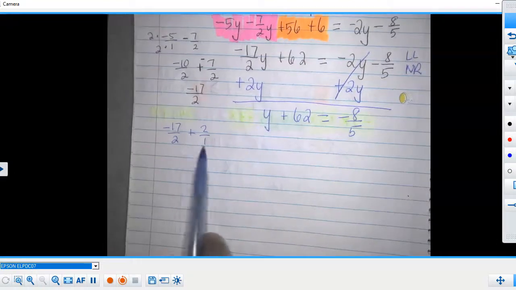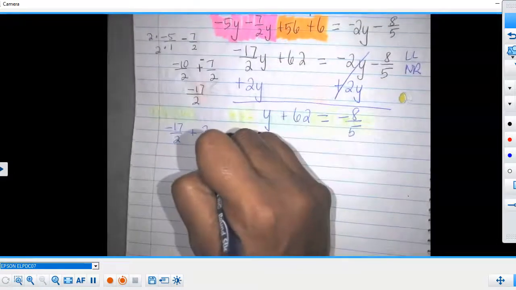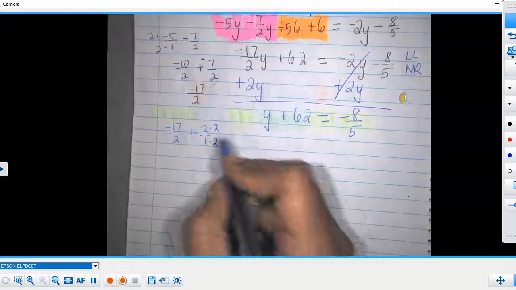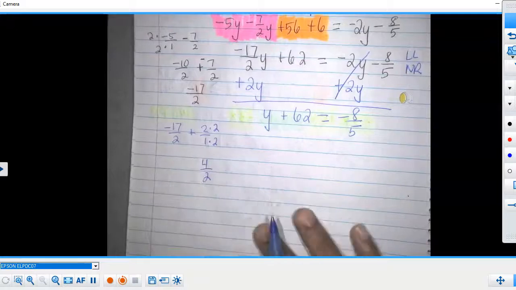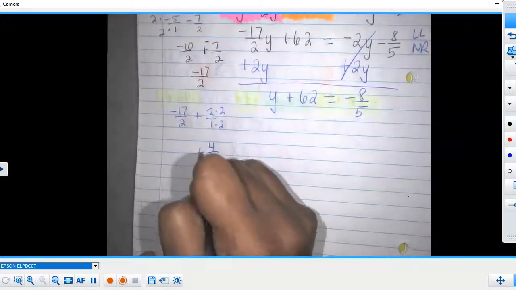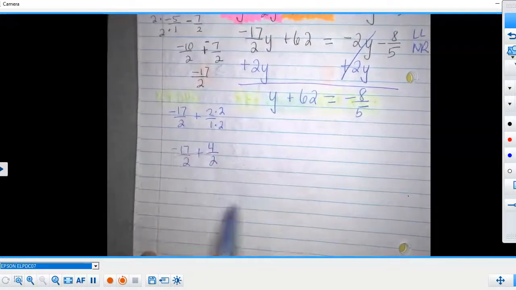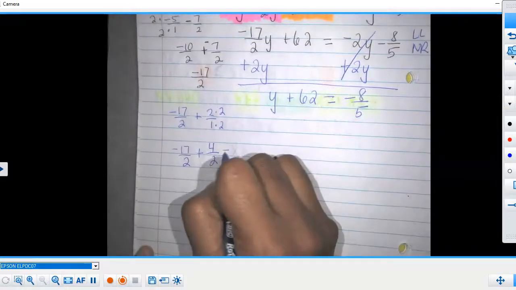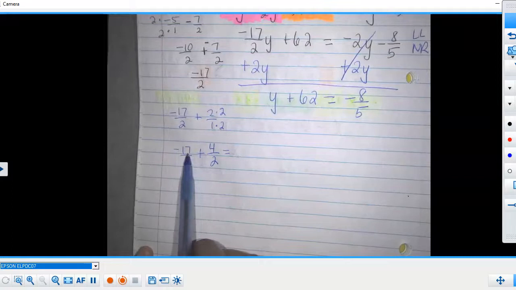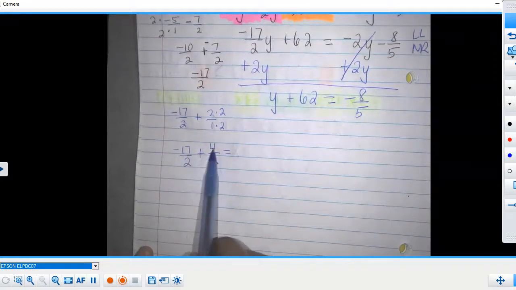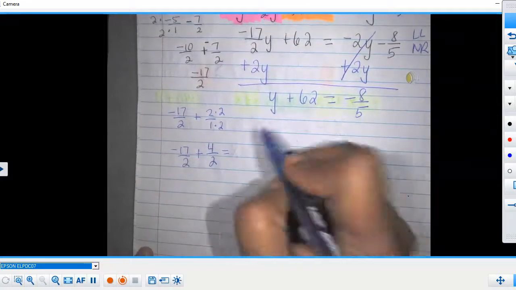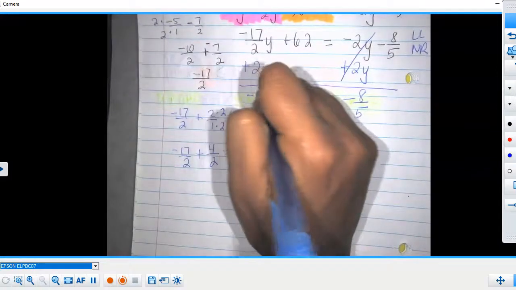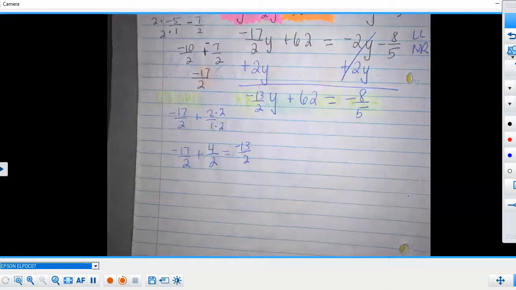So again, they're not speaking the same language. Change this guy to where there's a 2 at the bottom. What was 2 over 1 is now 4 over 2 plus, and then negative 17 over 2. Again, see, now they're speaking the same language, they have the same parts. So now we're going to do negative 17 plus 4. This is negative 13. Subtract it and keep the sign of the bigger number. So this is negative 13 halves.